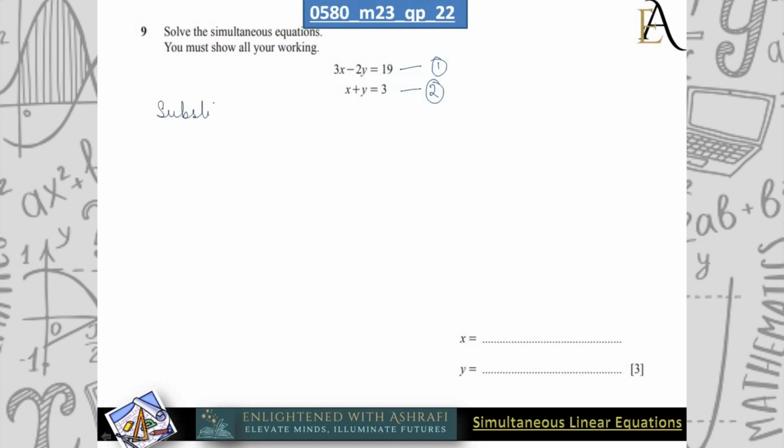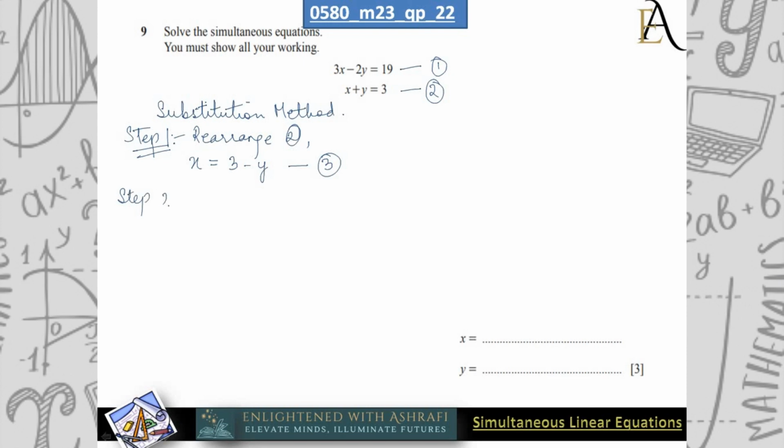So I would prefer the substitution method, because that is more easy. So let's rearrange. Step 1: let's rearrange equation 2. So let x be equal to 3 minus y. Let this be our equation 3.